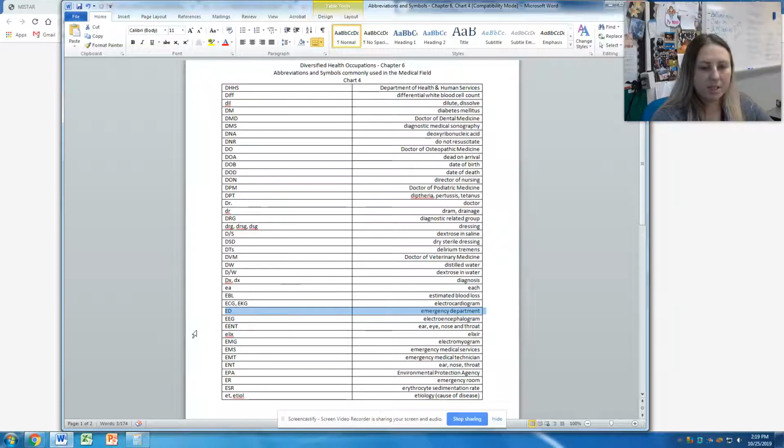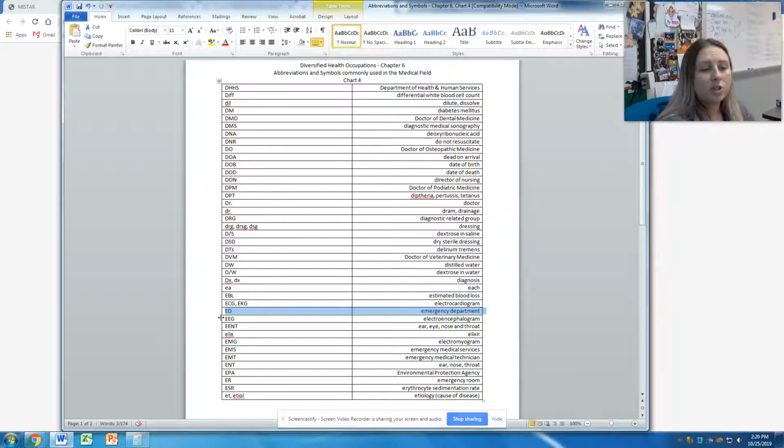Then we have ED, emergency department. This is where you go in the event of an emergency, a medical emergency, right? It's a department of a hospital.